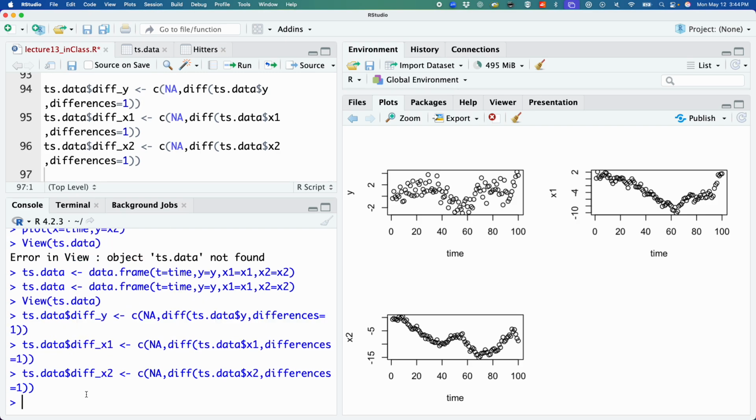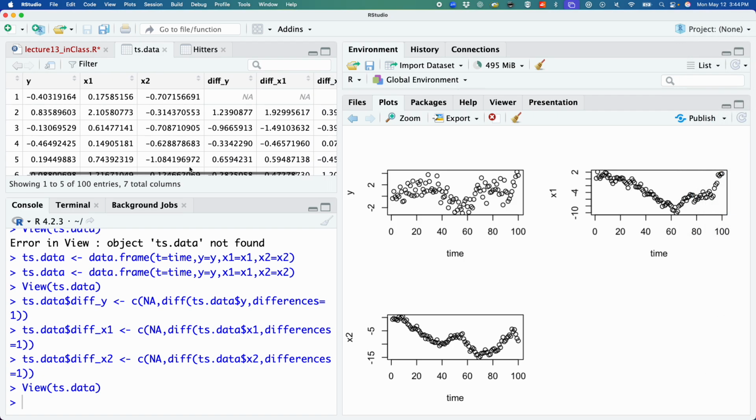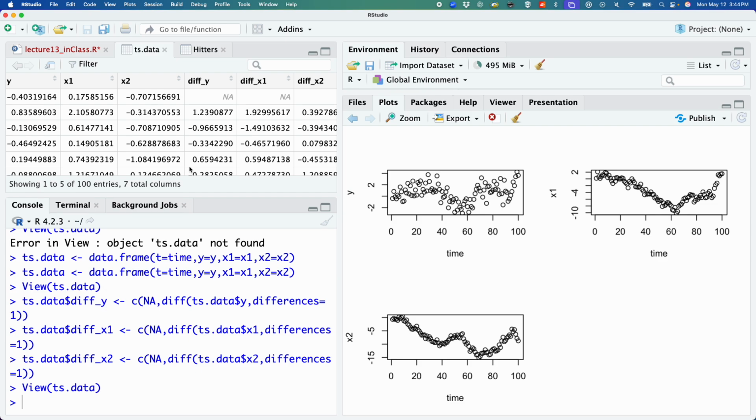Okay, and so once I've run all those guys, if I go up to view, you guys can see here, right, I have NA at the beginning, and then diff y, so the second row is equal to 0.835 minus negative 0.403, right, which ends up being plus, so that should be 1.238. Yeah, and that's what we see there. Okay?